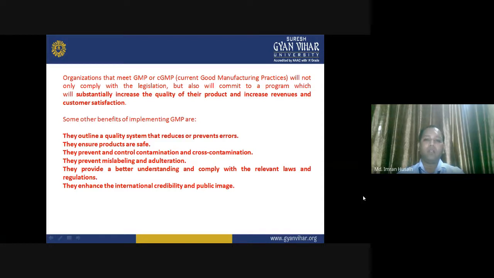Organizations that meet GMP or CGMP. There are two kinds of things: GMP and CGMP. CGMP is current good manufacturing practices. They will not only comply with the legislation but also commit to a program which will substantially increase the quality of their product and increase revenues and customer satisfaction.